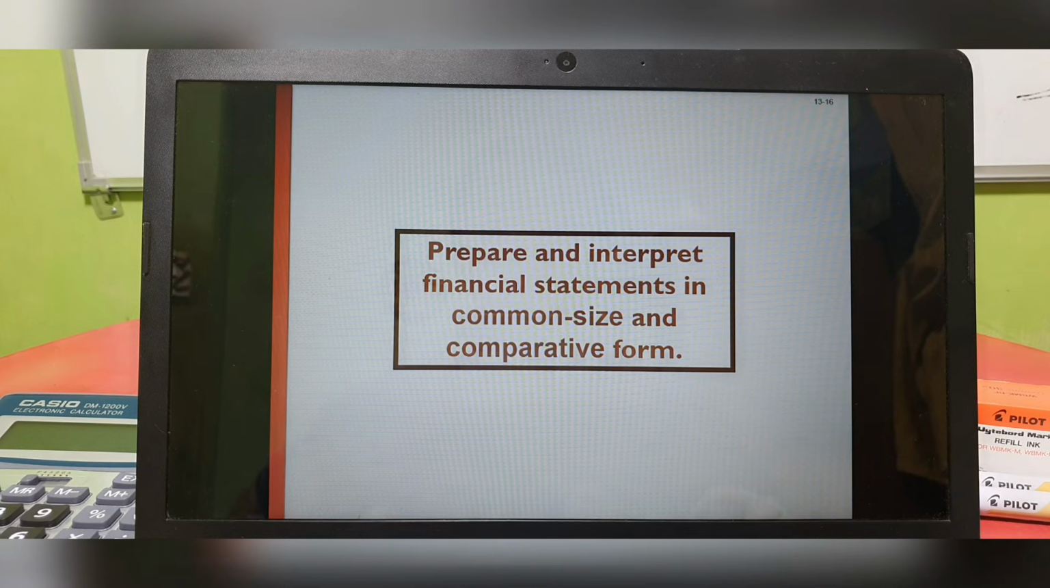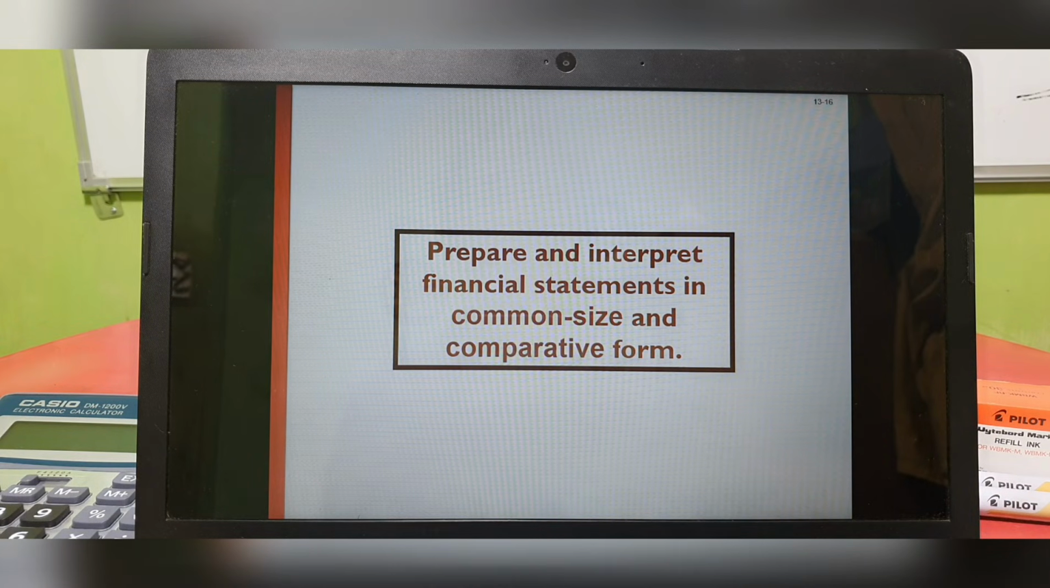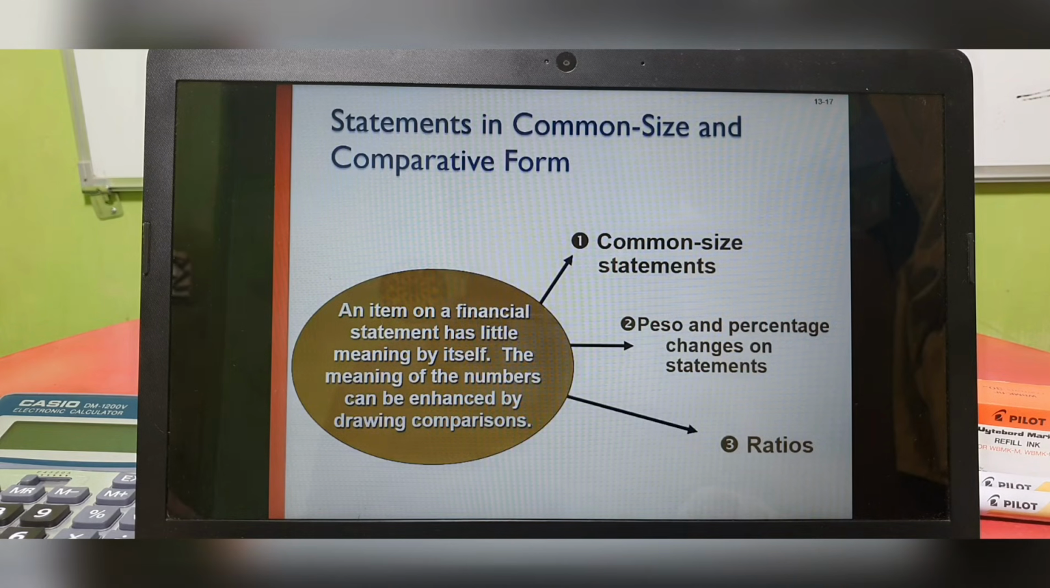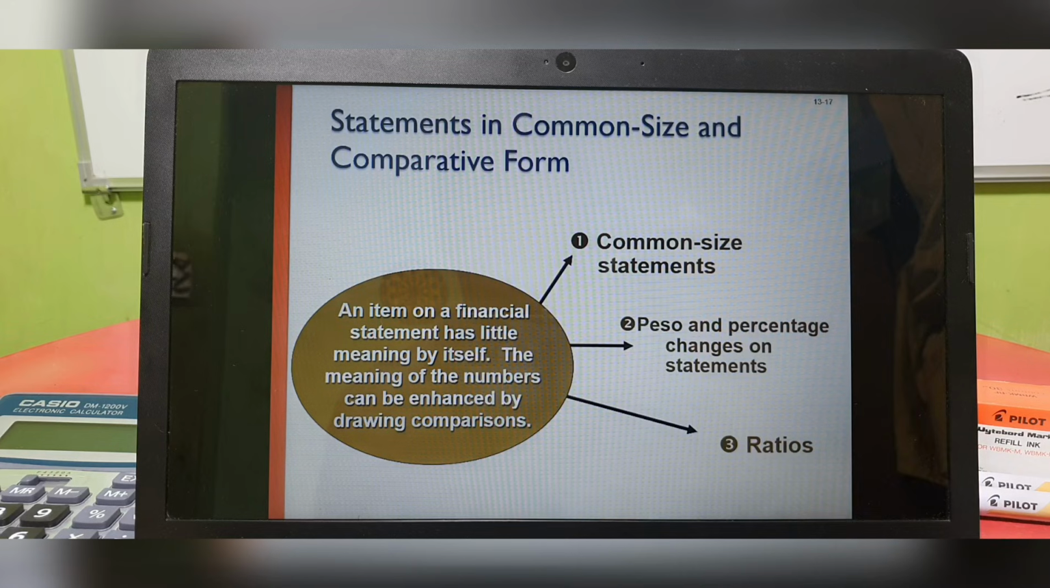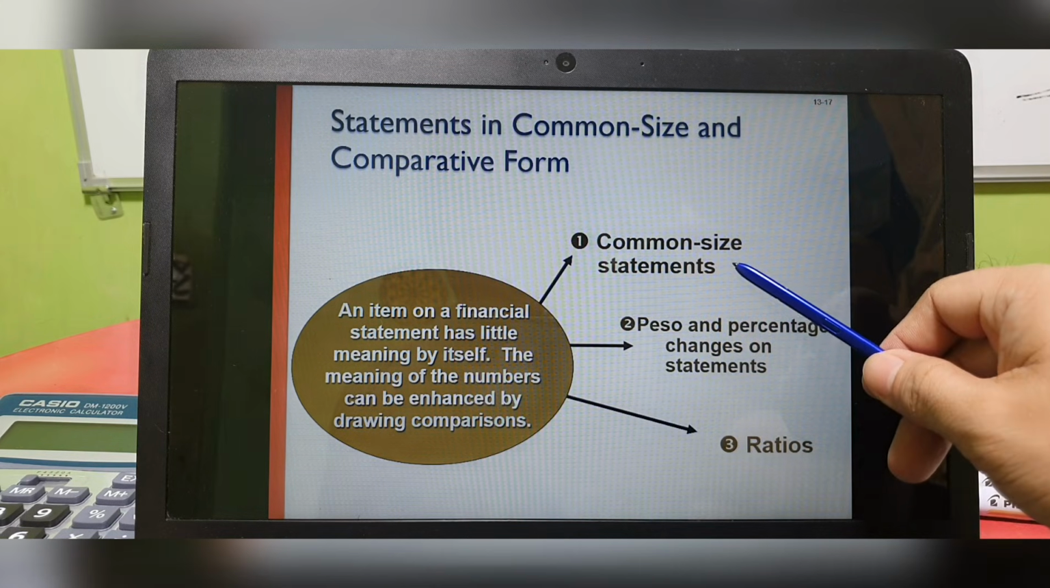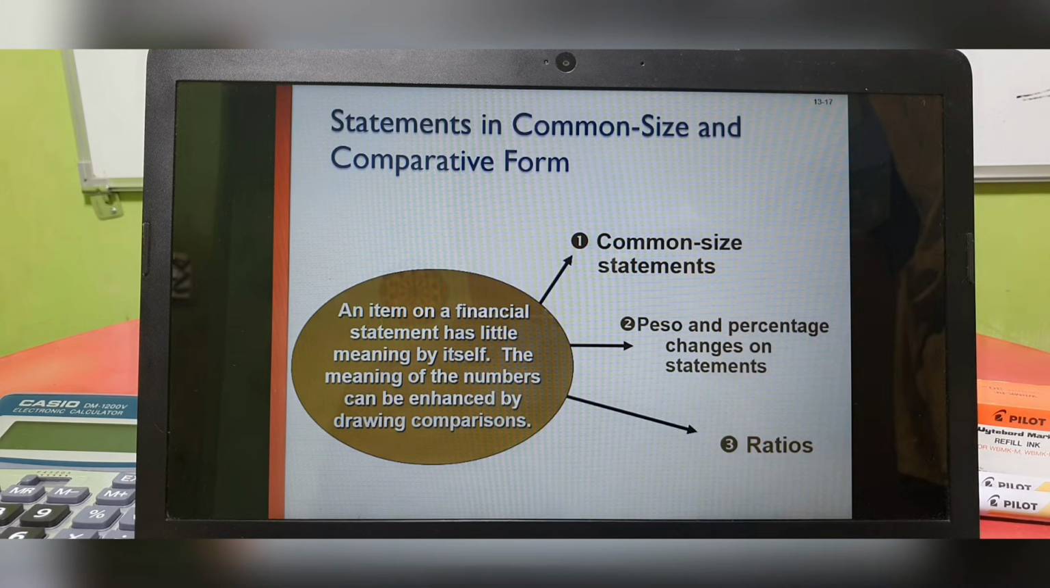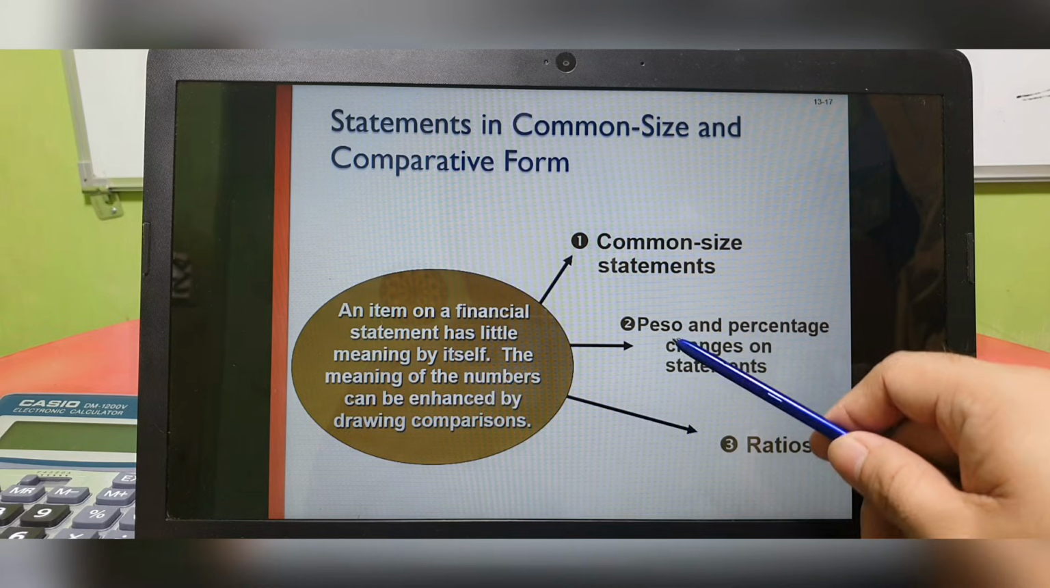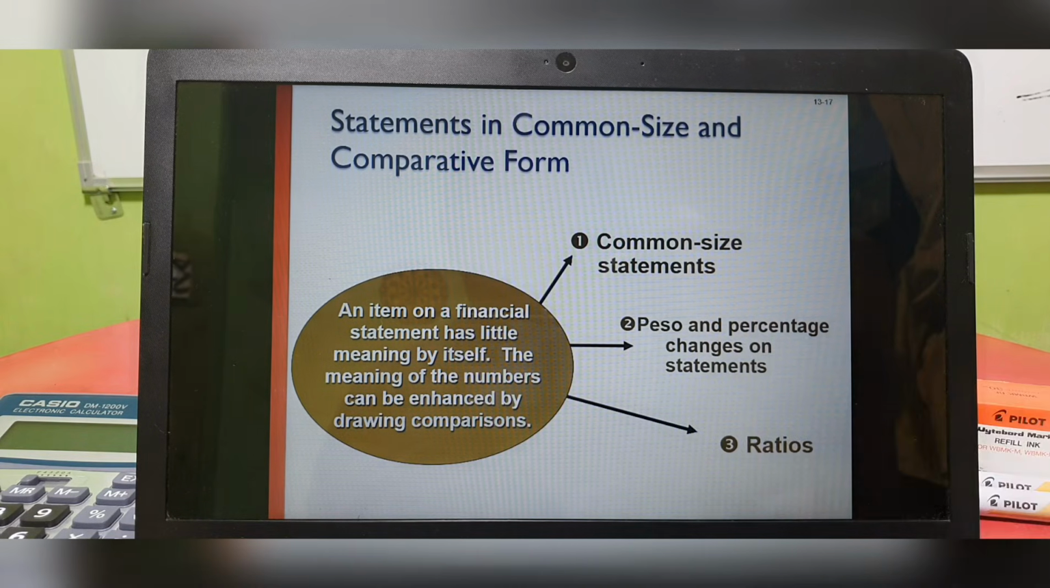Alright. We will now prepare and interpret financial statements in common size and comparative form. What does it mean? Statements in common size and comparative form. Pag sinabi natin common size statements, we are actually doing the vertical analysis. Kapag peso and percentage changes on statements, we are doing the horizontal analysis. Kapag ratios naman, we are dividing one financial statement element over the other element.